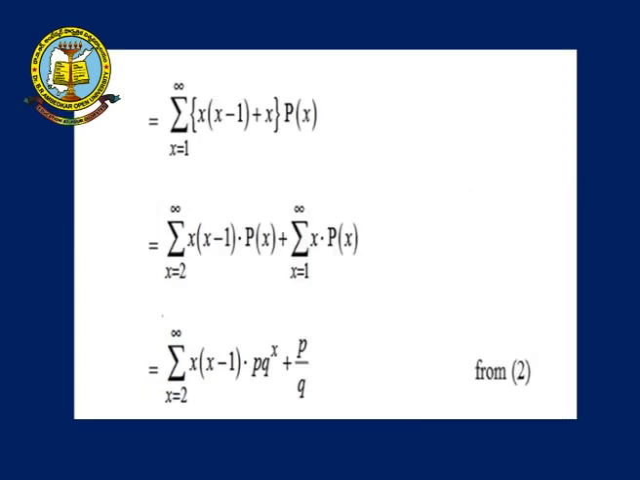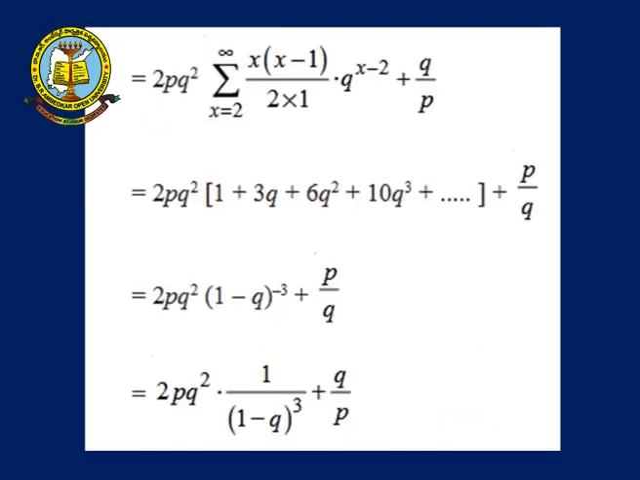See here, I am expanding this: the summation of x is equal to 1 to infinity of x into x minus 1 plus x, into P of x. The minus and plus cancel, the values are the same here. So the summation of x is equal to 2 to infinity of x into x minus 1 into P of x, plus the summation of x is equal to 1 to infinity of x into P of x. In place of x we are writing P of x, the summation of x is equal to 1 to infinity of x into p into q power x. The simplification from equation number 2, p into q power x plus q by p.